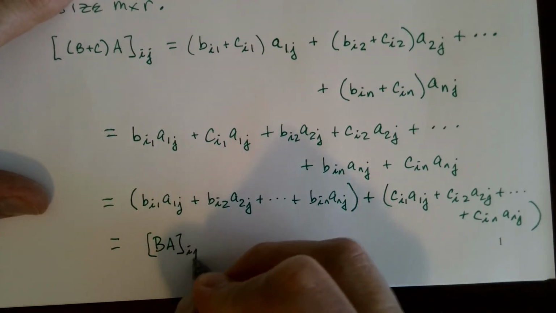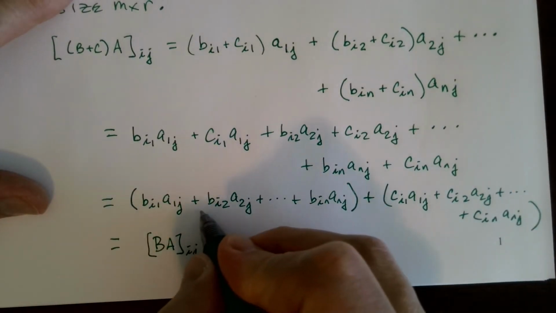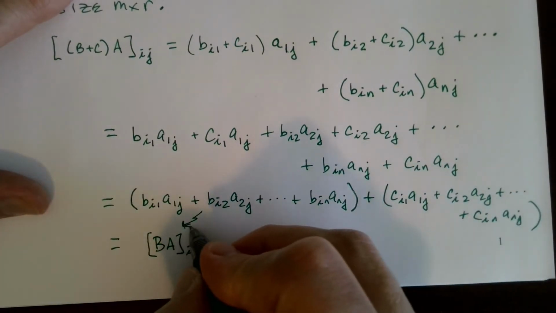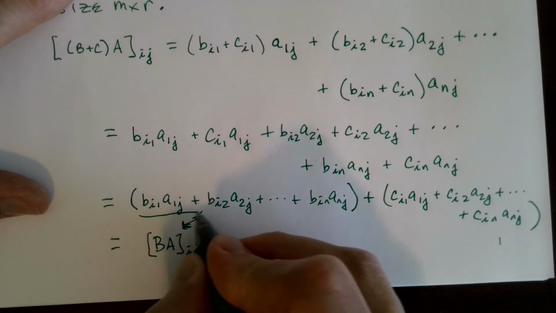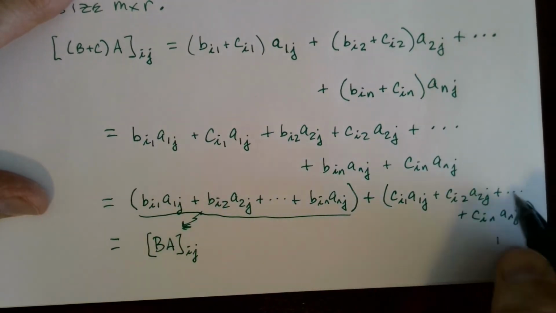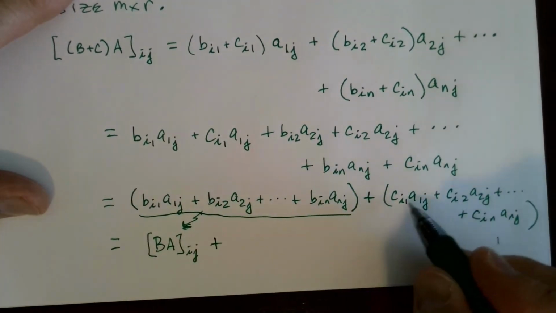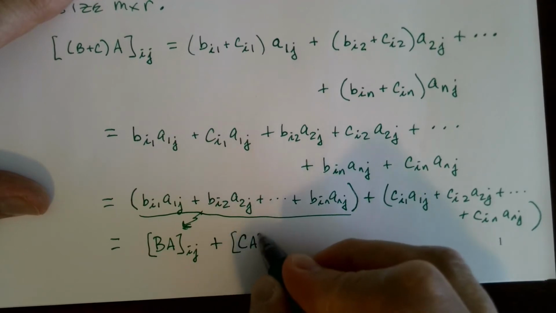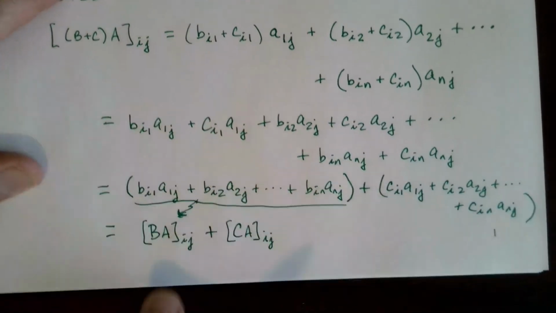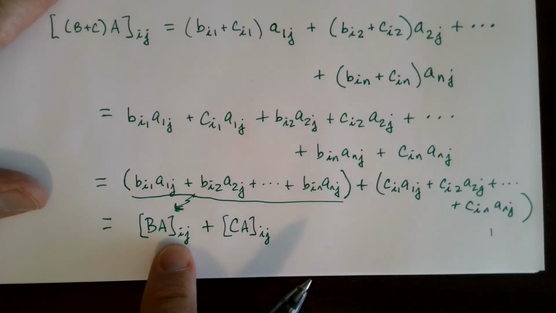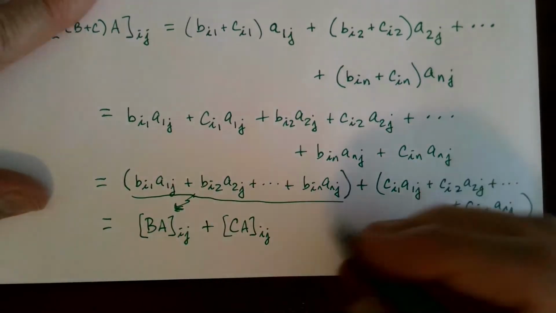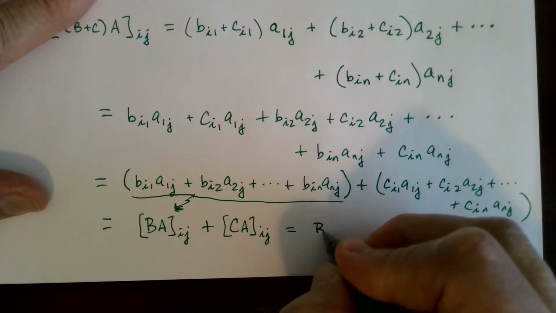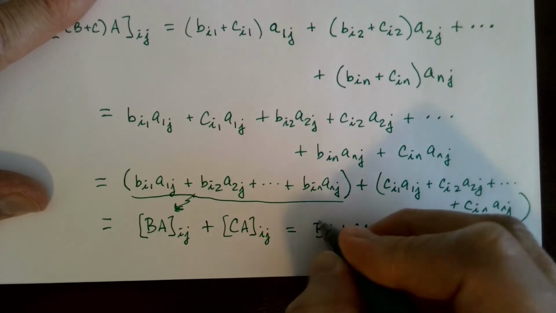Right, the ijth entry of BA. That's what this whole thing is, right? Everything in here. Everything over here is what? The ith row of C dotted with the jth column of A. That's the ijth entry of CA. And if I add the ijth entry of BA to the ijth entry of CA, then that's nothing more than the ijth entry of BA plus CA.